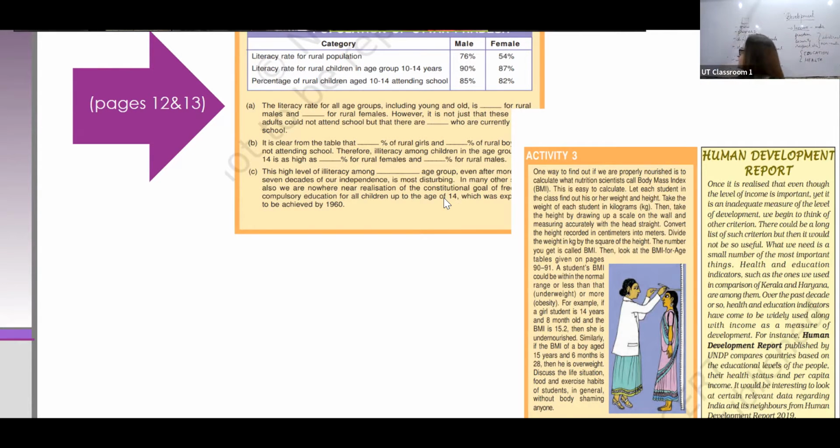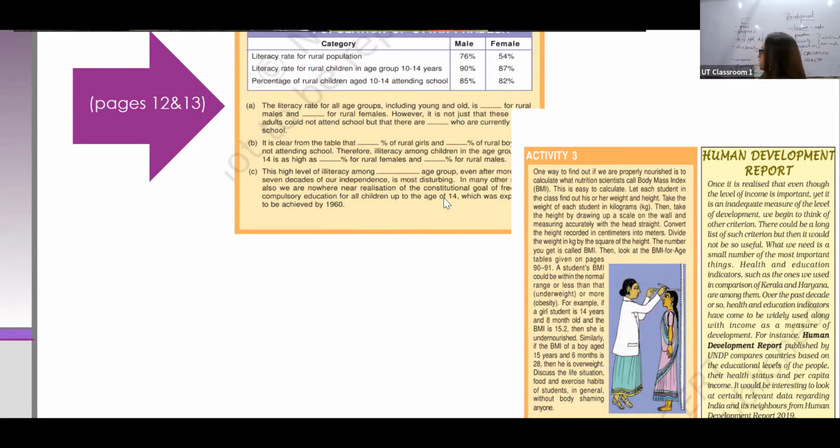Okay. So next is the Human Development Report. Once it is realized that even though the level of income is important, yet it is an inadequate measure. What is an inadequate measure? Income. The level of income is an inadequate measure of the level of development. We begin to think about other criteria. There could be a long list of such criteria, but then it would not be so useful. What we need is a small number of the most important things.